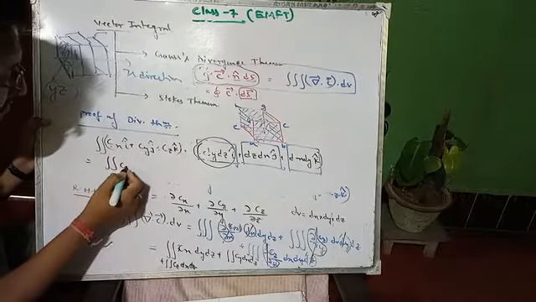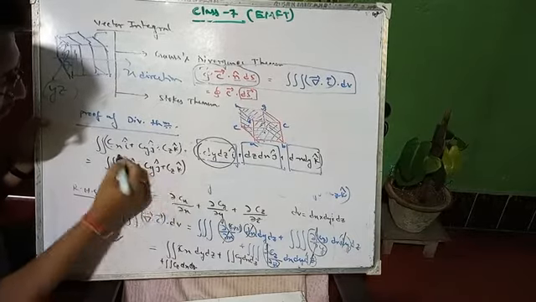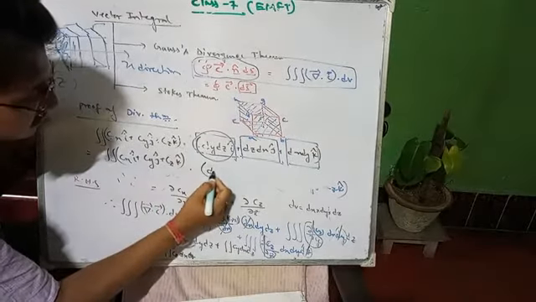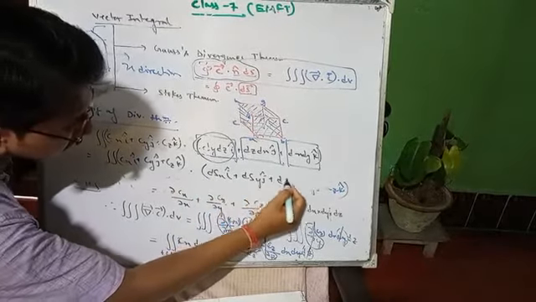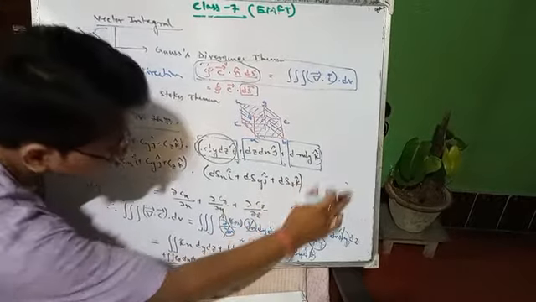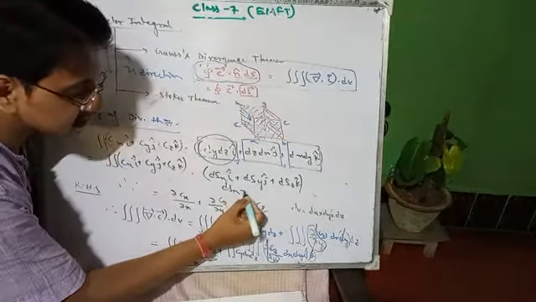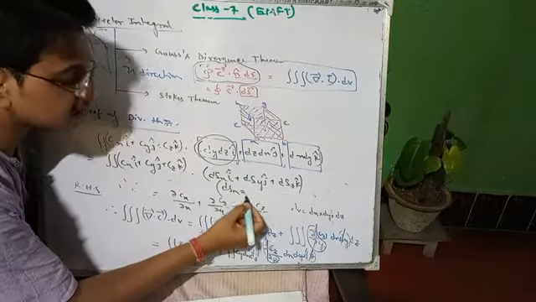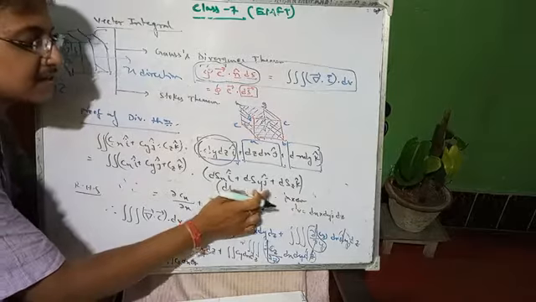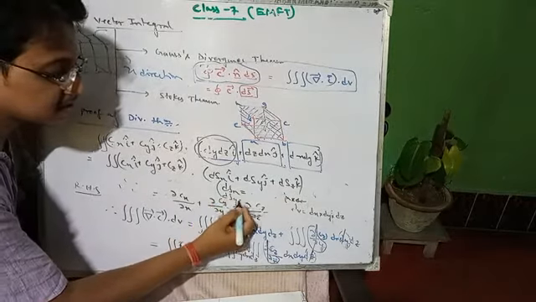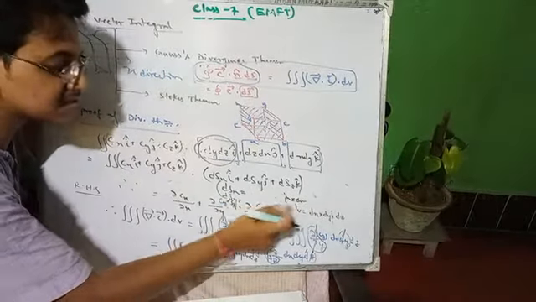So what will be your next line? Cx i cap plus Cy j cap plus Cz k cap, dot product with dsx i cap plus dsy j cap plus dsz k cap. What do you mean by this? dsx means differential surface in the x direction. dsy means differential surface in the y direction. dsz means differential surface in the z direction.